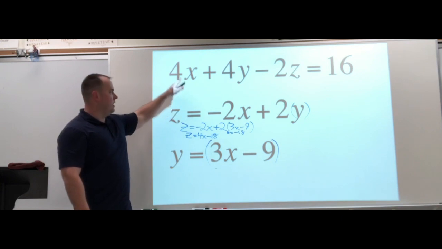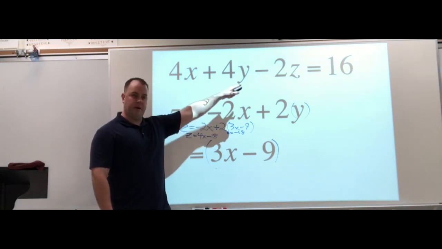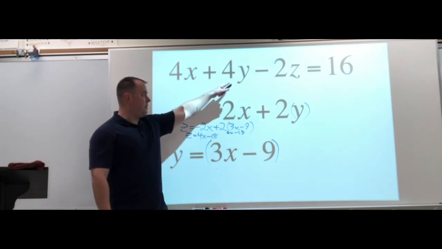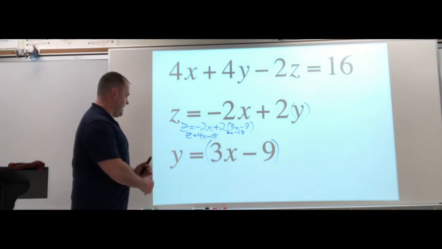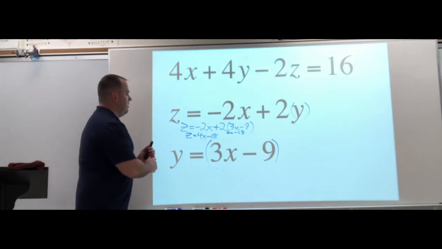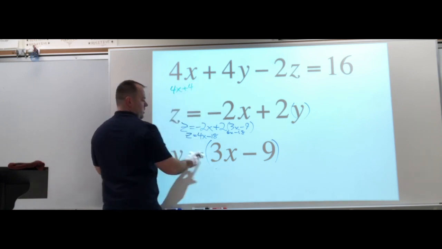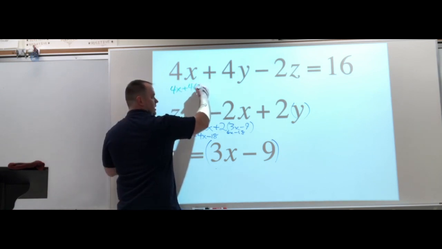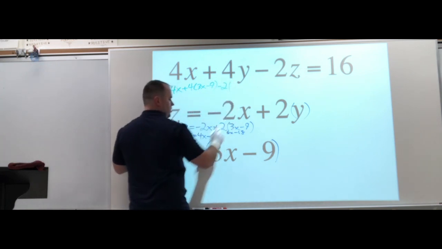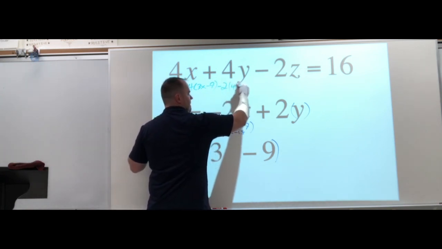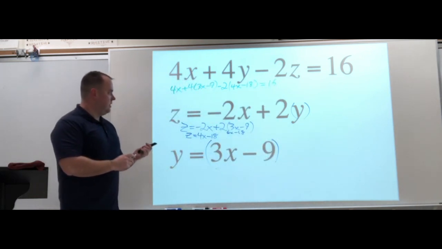I'm going to go up here. 4x plus 4y minus 2z. I can get rid of my z by plugging in. I can get rid of my y by plugging in. I'm going to have all x's in that equation. So let me write that out and see what it looks like. 4x plus 4, just make sure we're plugging in the right expression. 3x minus 9, minus 2, this is 4x minus 18, everything equaling 16.